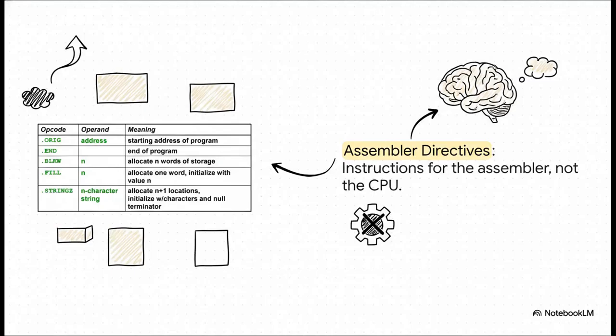Okay, here's a really important point. Not every line you write is an instruction for the CPU. Some lines are what we call directives. These aren't commands for the processor, they're instructions for the assembler, the program that's translating our code. You can think of them as setup instructions. They don't make the CPU do anything, but they tell the assembler how to build and organize the final program.